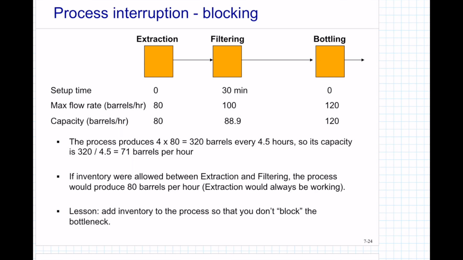And if we do the capacity calculation for filtering again, we get 71 barrels per hour as the capacity. To summarize, if no buffer is allowed, then filtering is the bottleneck process and the whole process works at the rate of 71 barrels per hour. But if buffer is allowed, then the whole process can work at the rate of 80 barrels per hour. This phenomenon is also called buffer or suffer.